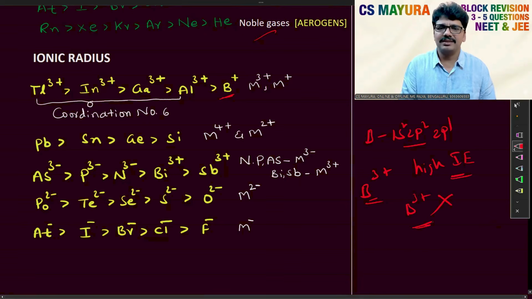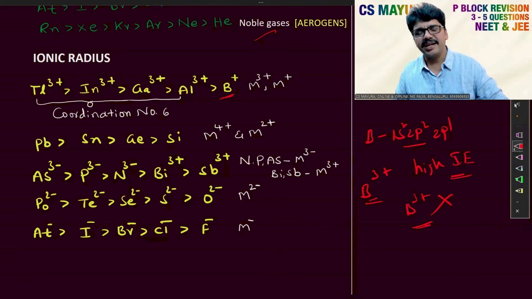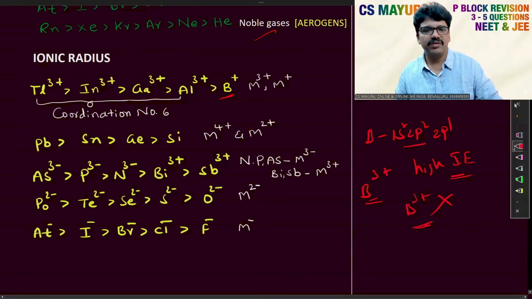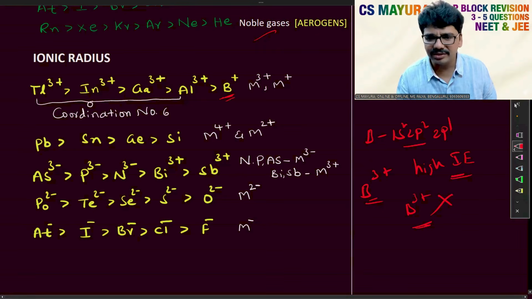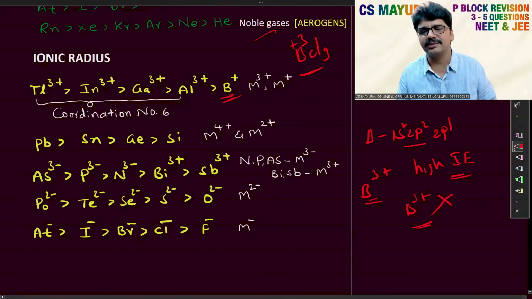Why the B3+ ion does not exist: the simple reason is IE1 + IE2 + IE3, the total ionization enthalpy is very high, which cannot be given practically. So that's why here B+ only is represented, B3+ not represented. Generally, students' doubt is, sir, BCl3 is there. In BCl3, boron oxidation state is +3. Then why don't you write +3? You are saying that B3+ does not exist, but here in BCl3, boron oxidation state is +3.